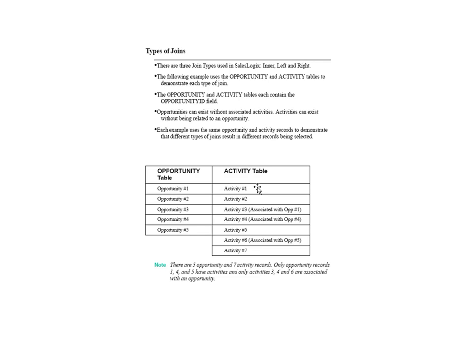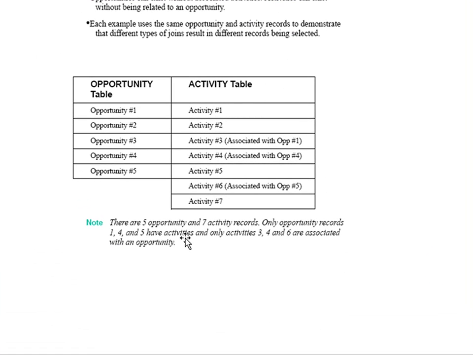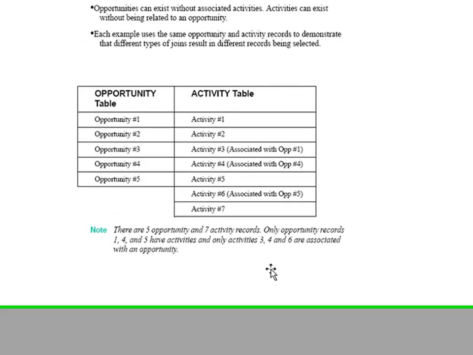Opportunities can exist without associated activities, and activities can exist without being related to an opportunity. In this example, the opportunity and activity records we're going to use to demonstrate the different types of join, resulting in different records being selected. So here we have an opportunity table with 5 different opportunities and an activity table with 7 different activities. Only opportunity records number 1, 4, and 5 have activities, and only activities 3, 4, and 6 are associated with an opportunity.